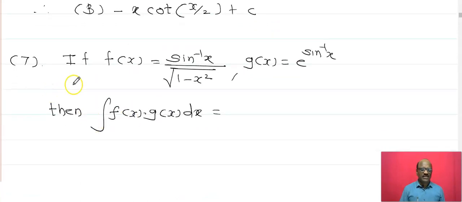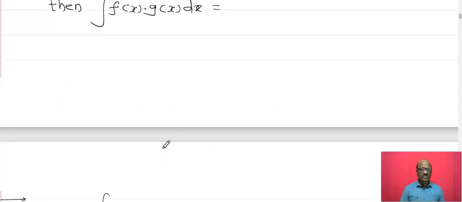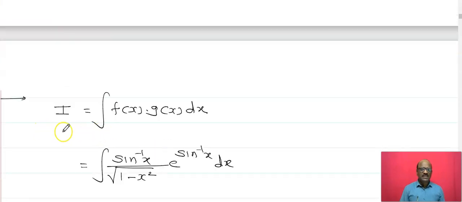Multiple choice 7. If f of x is equal to sine inverse of x upon under root of 1 minus x square, and g of x is equal to e raised to sine inverse of x, then find the integral of f of x into g of x dx. What is f of x? Sine inverse of x upon under root of 1 minus x square. What is g of x? E raised to sine inverse of x. Then find the integral of the product of these two functions. Now see this here: I is equal to the integral of f of x into g of x dx.